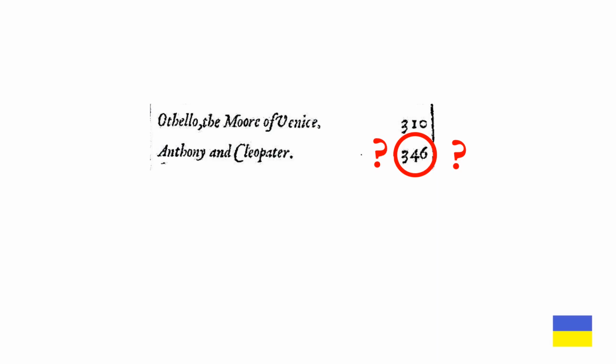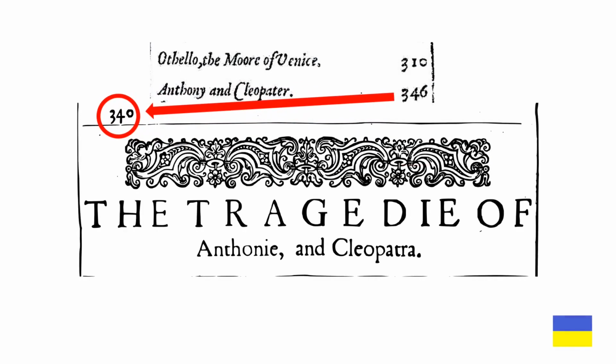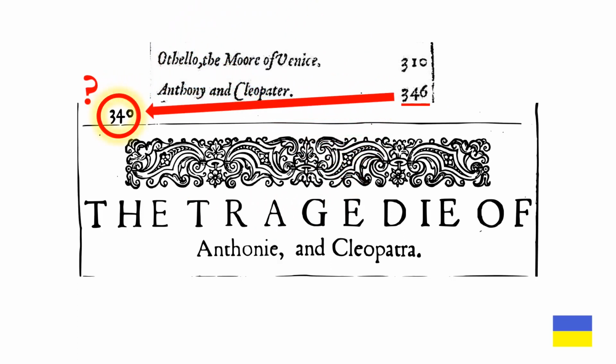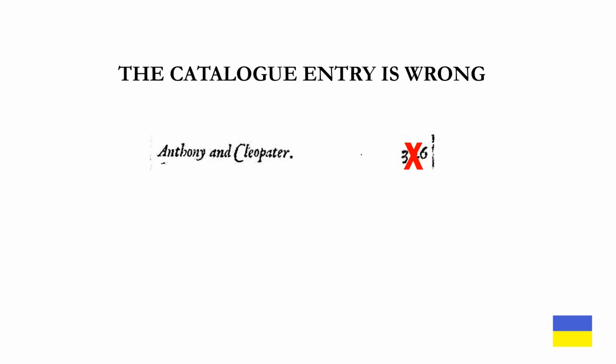Looking in the First Folio, you find it begins on page 340. So does the play actually begin on 346? Is that number correct? Or is the number correct in the book itself? Othello ends on page 339. Therefore, the catalog entry is wrong.